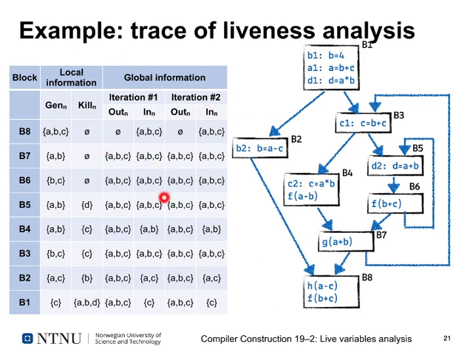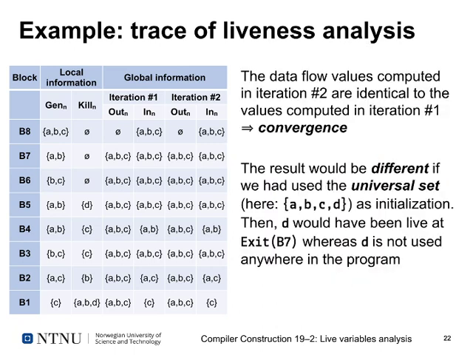So we go through it again, and now we figure out the second iteration gives us the same results as the first iteration. So we know we've hit a fixed point, and if we have hit a fixed point, our analysis is stable. So we have convergence here. So this works out to be a quick analysis for this case here. So we know our data flow values computed in the second iteration are identical to the ones in the first iteration. We have convergence.